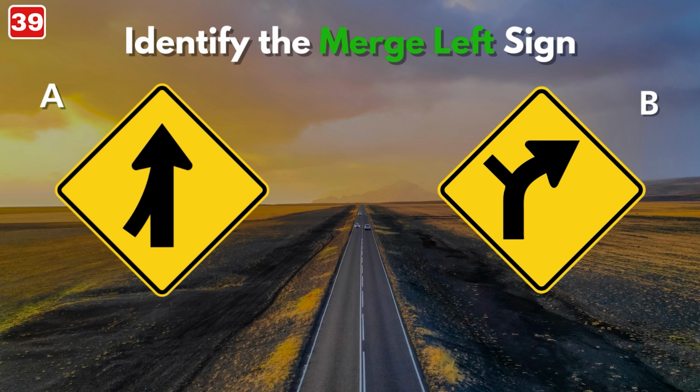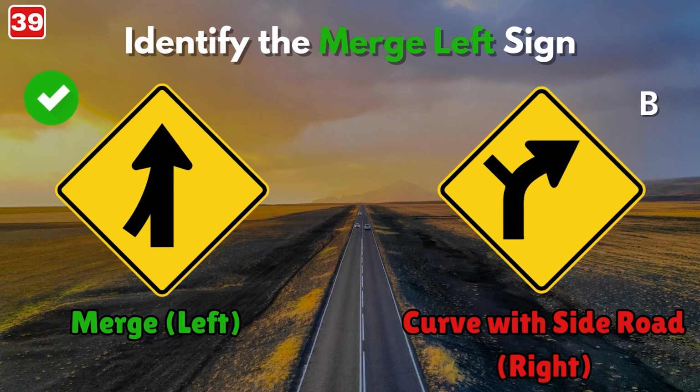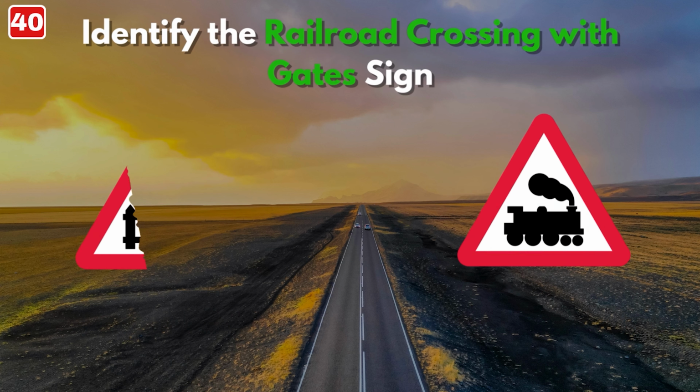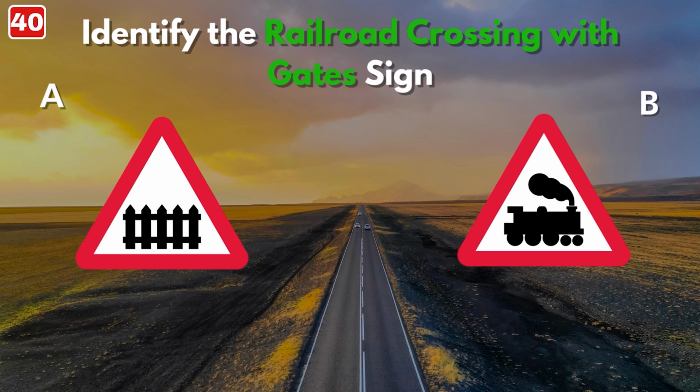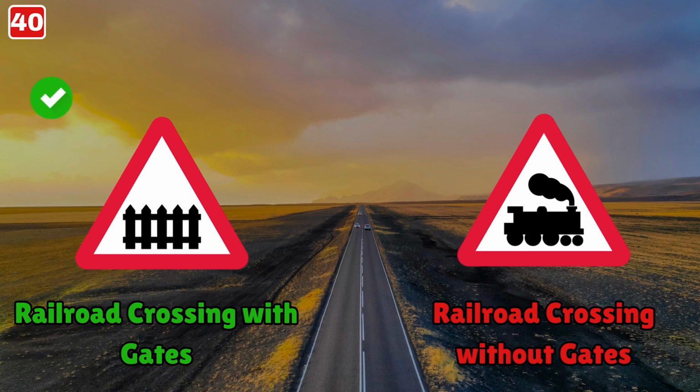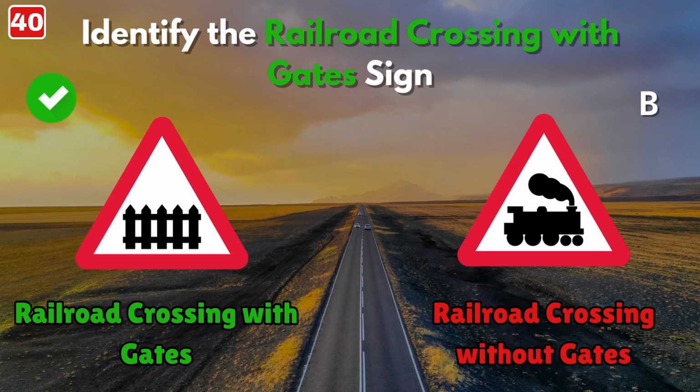Identify the merge left sign. Thorough. A is the merge, left, sign. The railroad crossing with gate sign. Accomplished. A is the railroad crossing with gate sign.